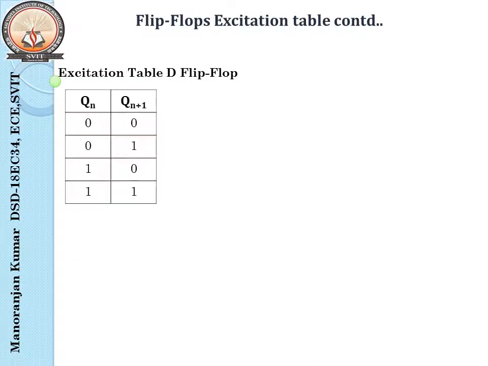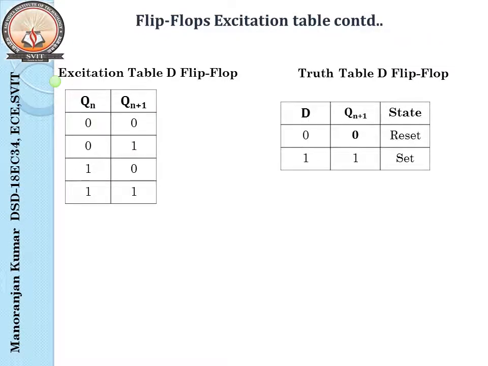We'll find it for the D flip-flop. All of us know the D flip-flop: in case of a D flip-flop, whatever the input is, that will be the output. It is also called the data flip-flop. When I give 0, my output will be 0, the reset condition. When you give 1, the output will be 1. So this particular excitation table is very simple. What I am telling is, output is equal to input.